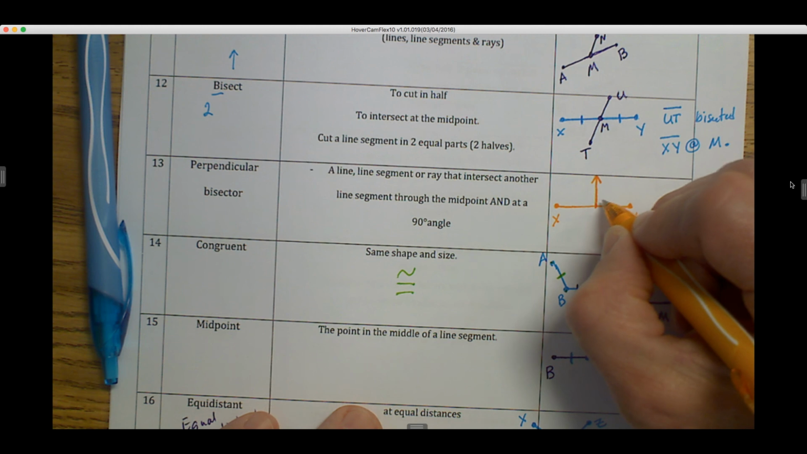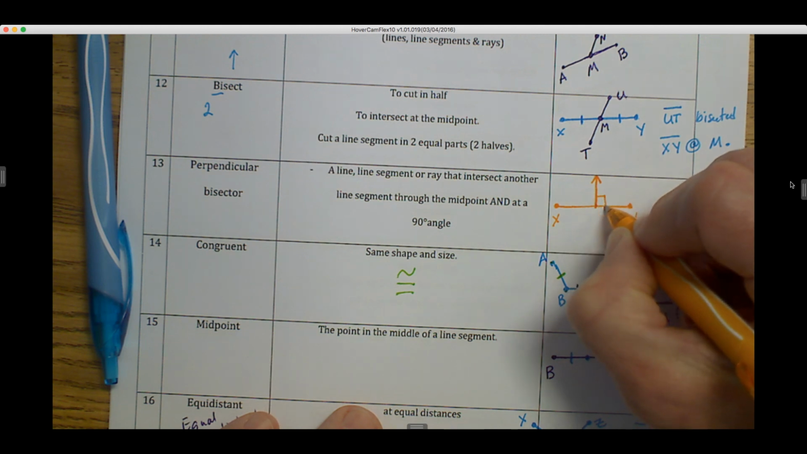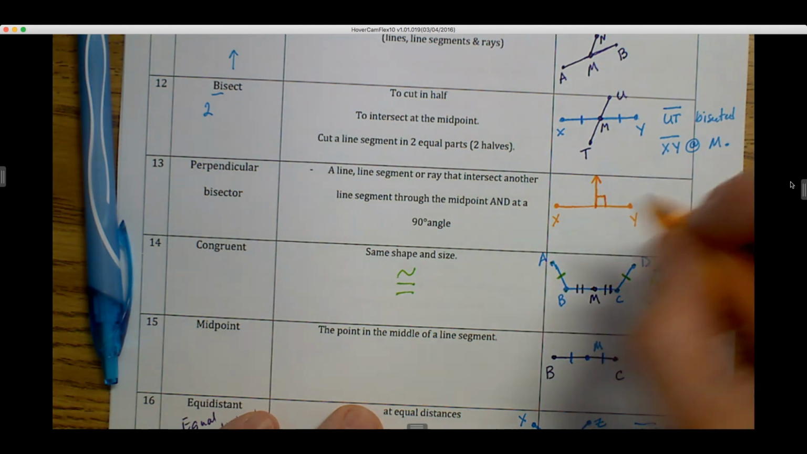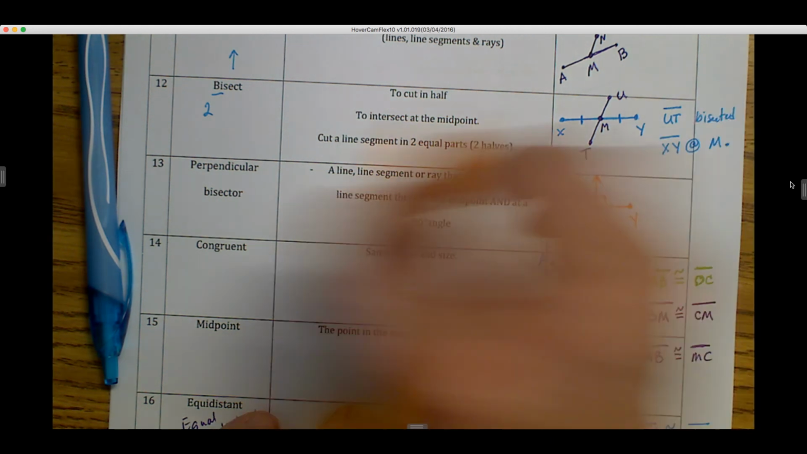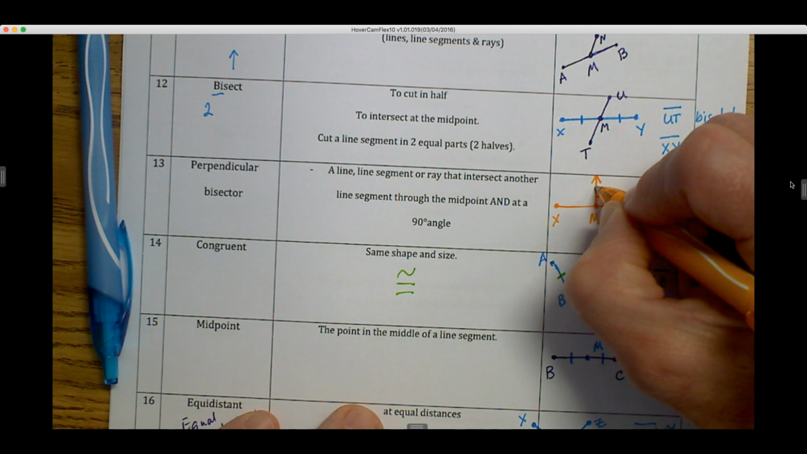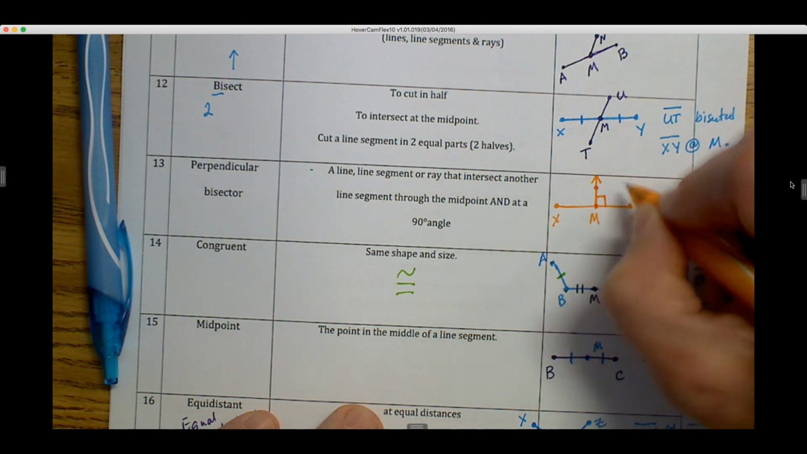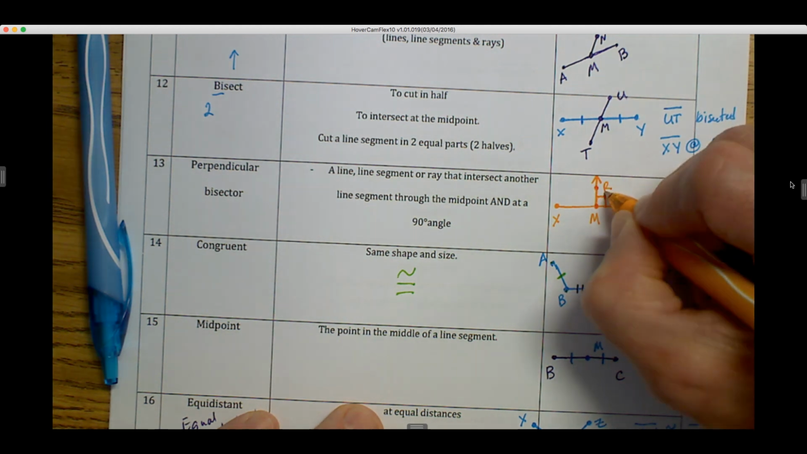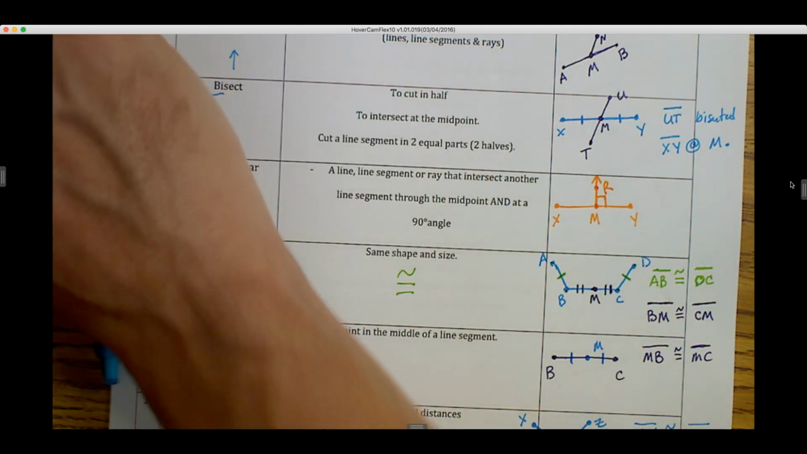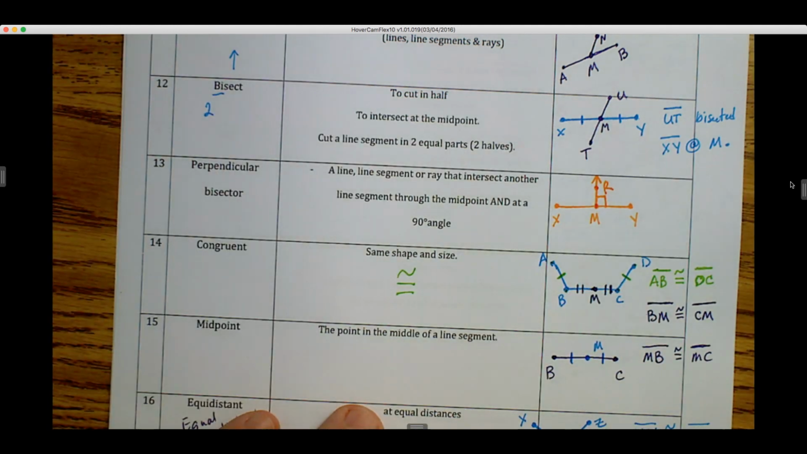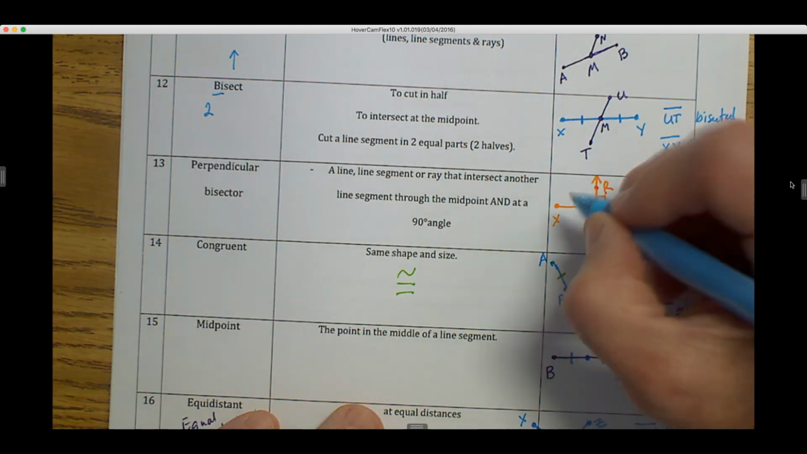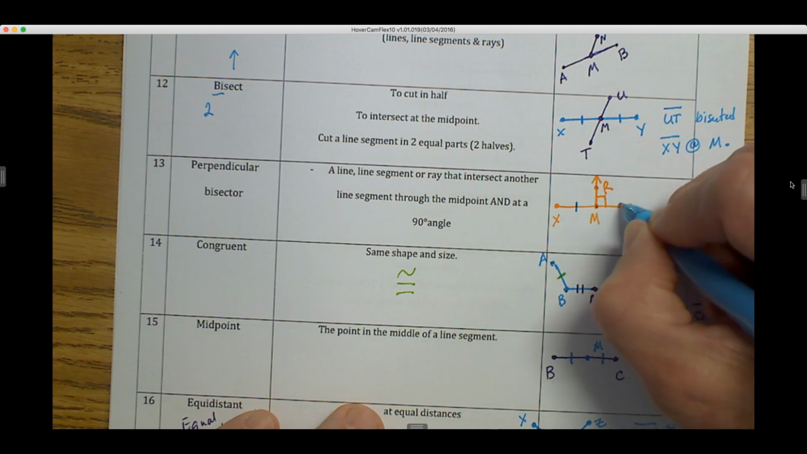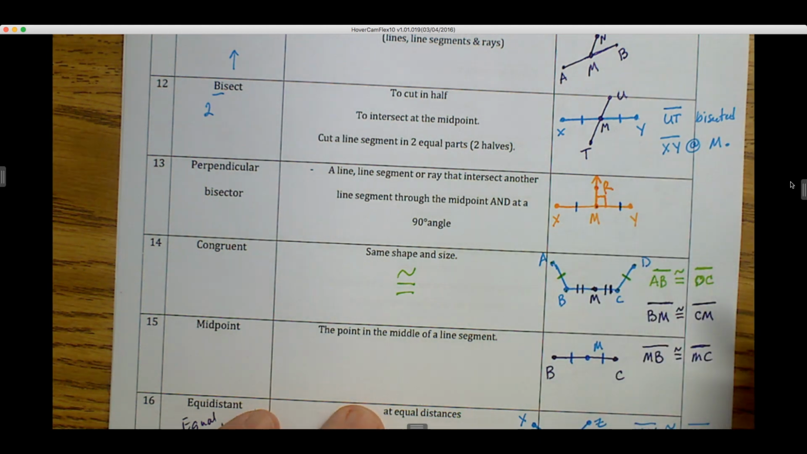Now, how do we know it's perpendicular? Because we have our 90-degree box. And then I'll put my midpoint, we'll label that M. And then I'll put a point up here. We'll put the letter R, capital R. So 2 statements could be made from this. Remember, we have to show that this is the midpoint. How do we show it's the midpoint? We put 1 slash mark here and 1 slash mark here.